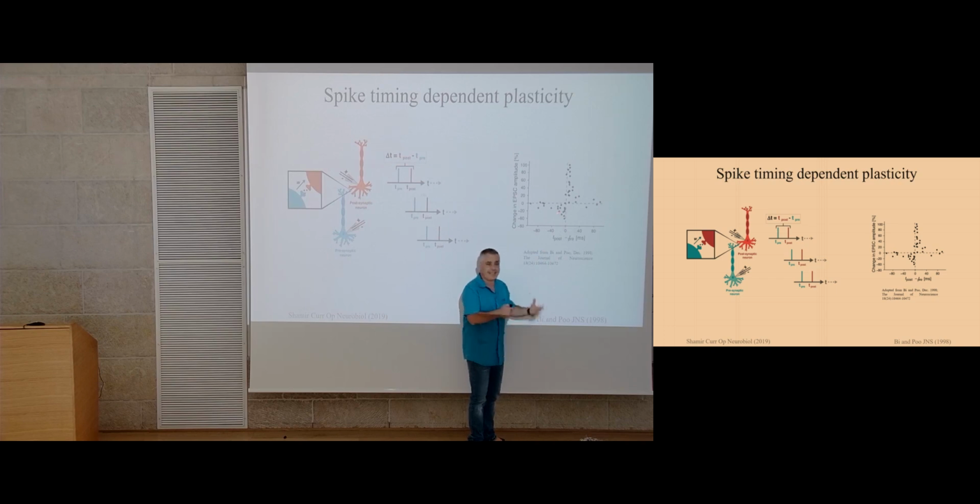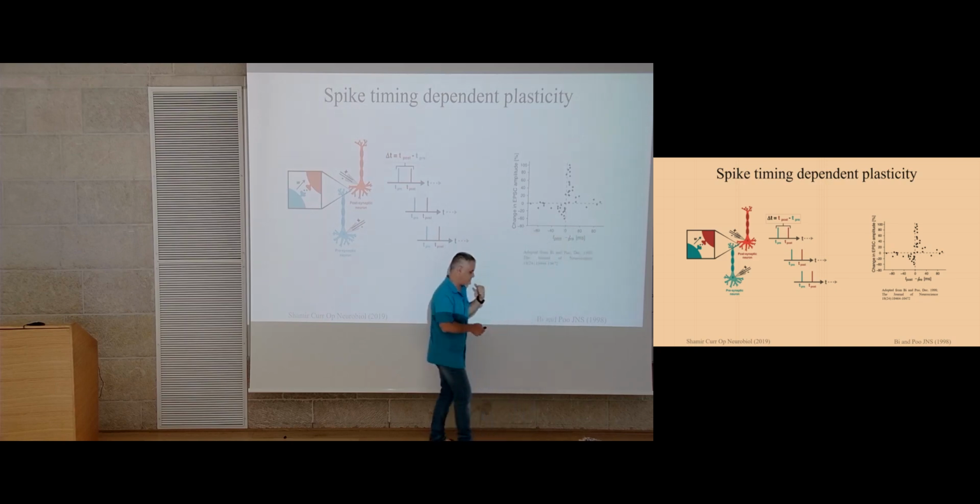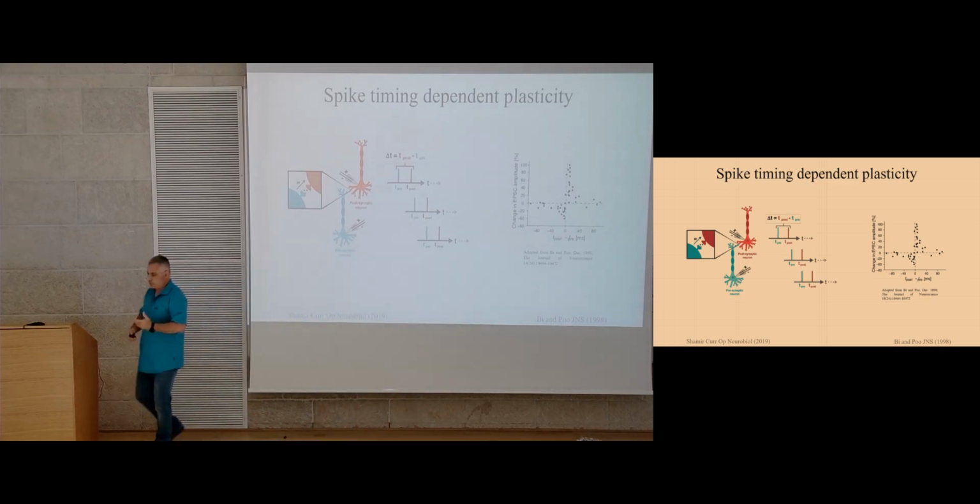For example, in the results of Bi and Poo, they reported some sort of a temporally asymmetric Hebbian plasticity rule, in which the synapse is potentiated in the causal branch, when the post fires after the pre, and depressed in the acausal branch, when the post fires before the pre. Okay, so this is some sort of a microscopic unsupervised learning rule.